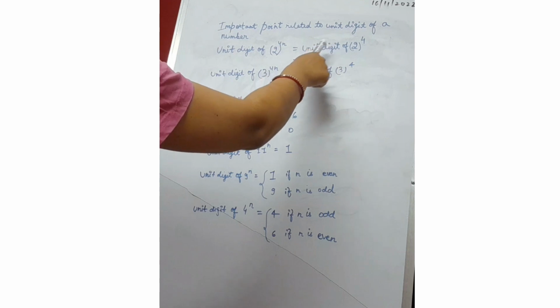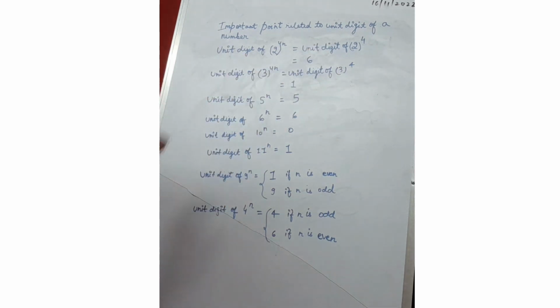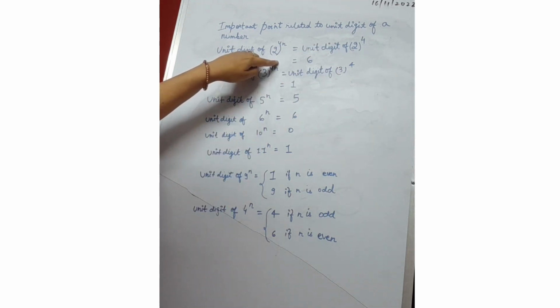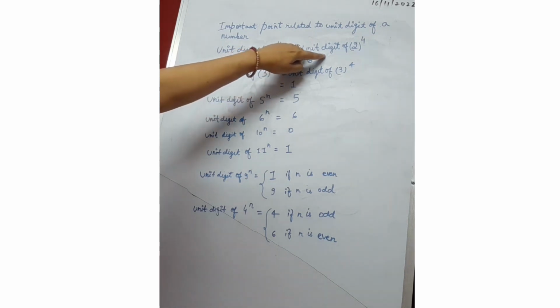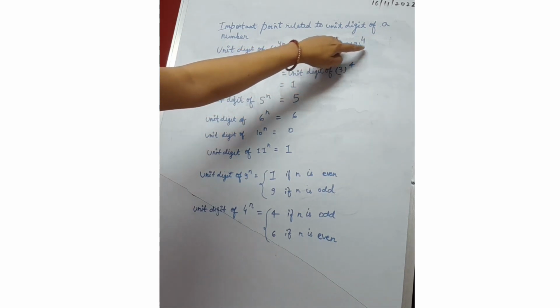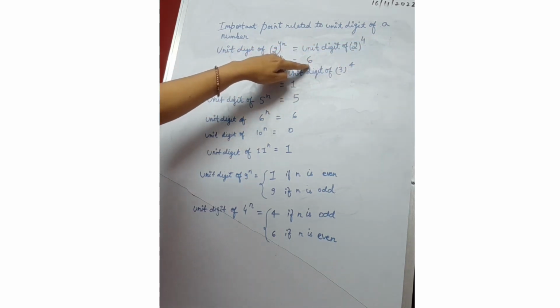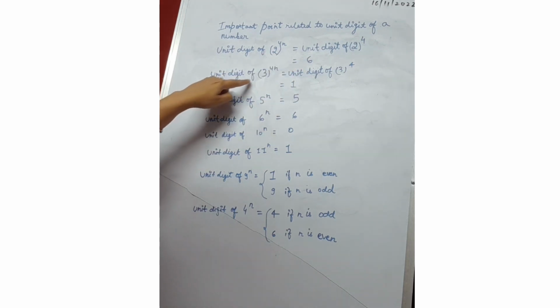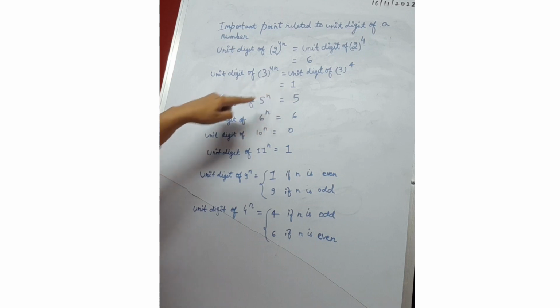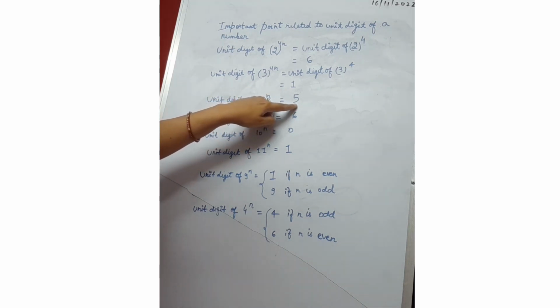Important points related to the unit digit of a number. Unit digit of 2 to the power 4n equals unit digit of 2 to the power 4, which equals 6. Unit digit of 3 to the power 4n equals 1. Unit digit of 5 to the power n equals 5.